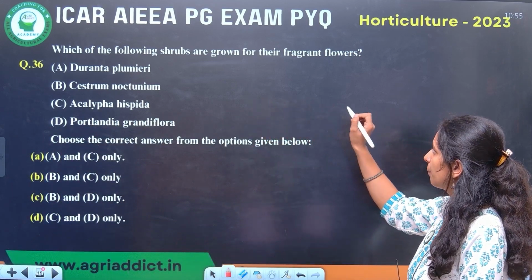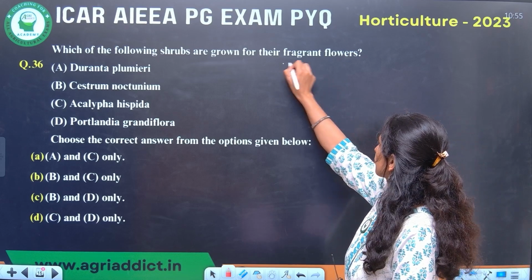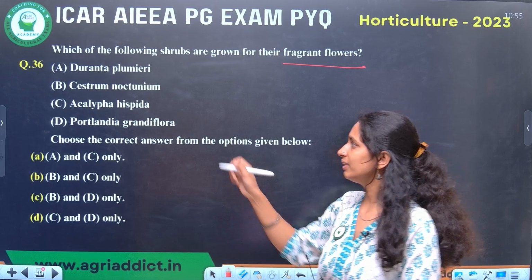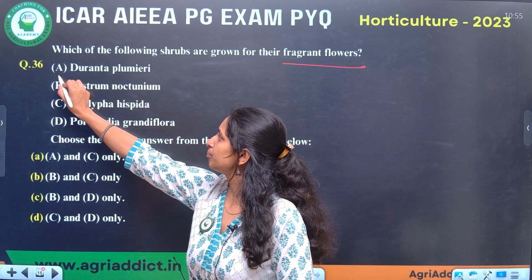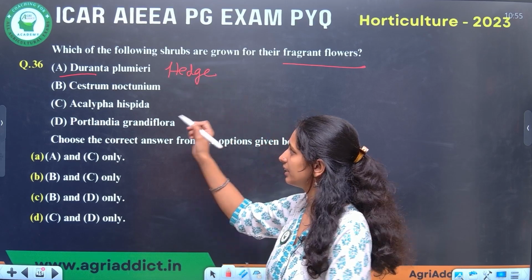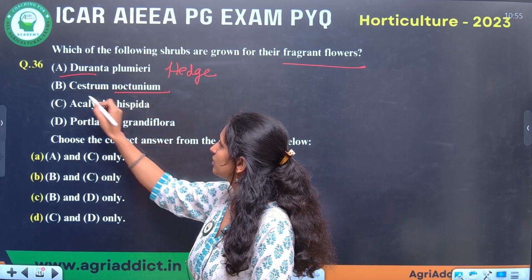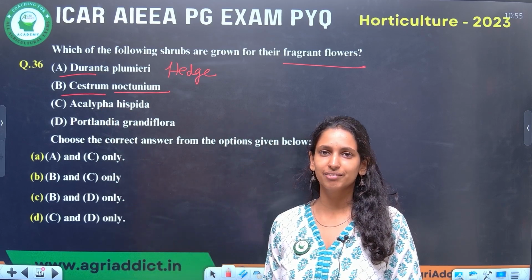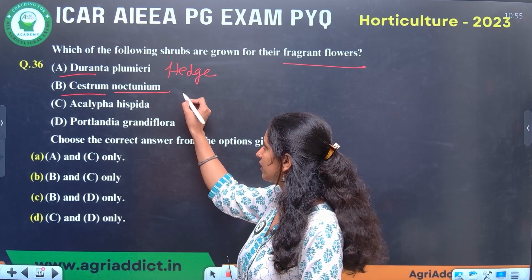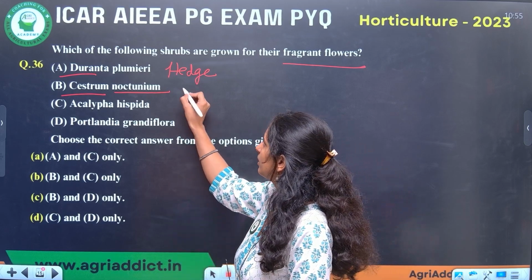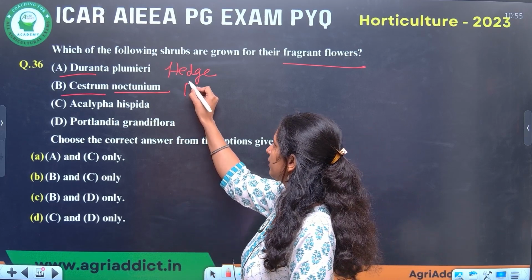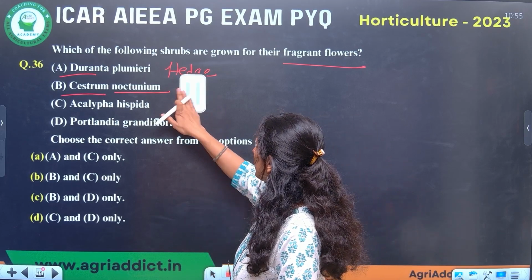Which of the following shrubs are grown for their fragrant flowers? We have to identify which among the options have the fragrance. First one, Duranta. Duranta is mainly grown as a hedge plant and it doesn't have any fragrance. Then Cestrum nocturnum. So this is a very famous fragrant flower. Mainly it will bloom in the night. It is also called Ratkarani or night blooming jasmine. Cestrum nocturnum and Cestrum diurnum. These both are having the fragrance. This is called night blooming jasmine.